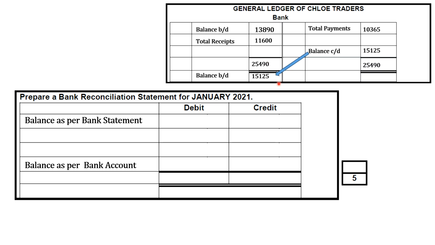So our balance brought down is on the debit side. What we do is copy and paste. If it's on the debit side, paste it as it is. Write it as it is on the debit side of your bank reconciliation statement. You get a mark for that. Even if your amount is wrong, just by copying it and putting it on the right side, you get a method mark for that. So our balances per bank account is going to be 15,125, which is the same as the one that we calculated previously in our bank account. So you just copy and paste.